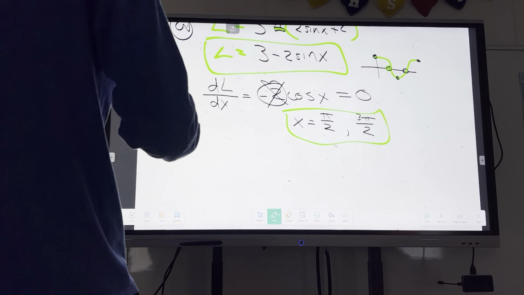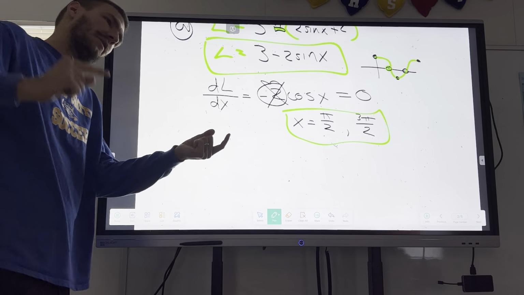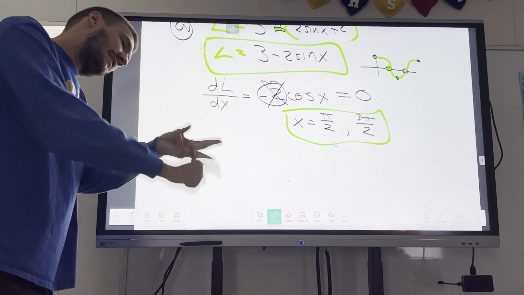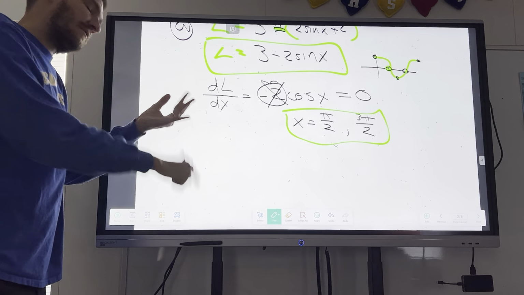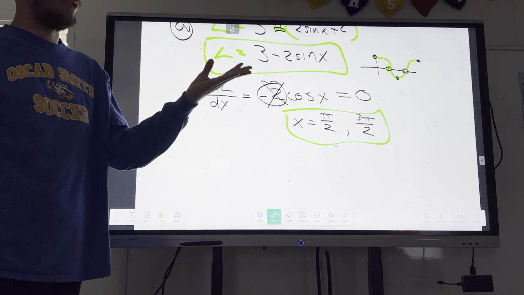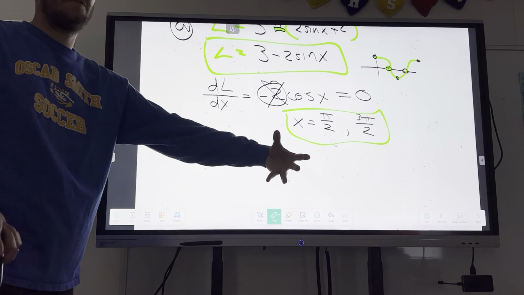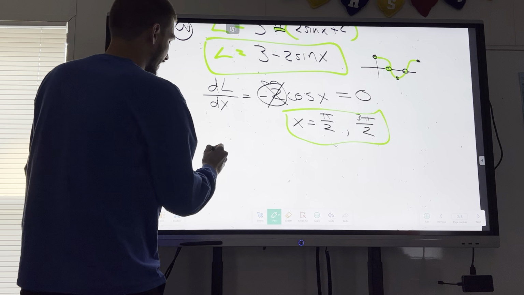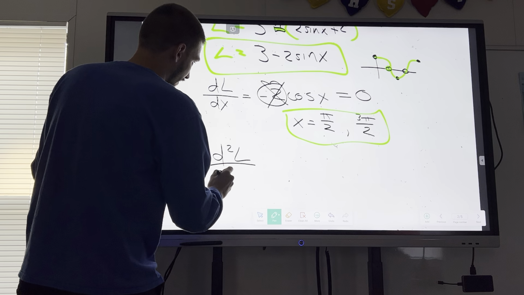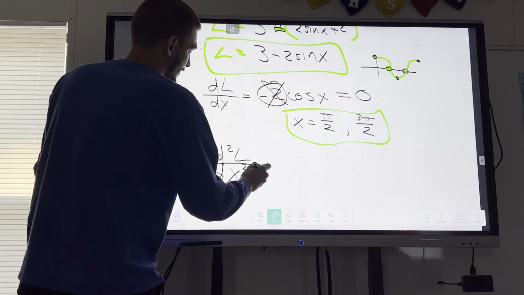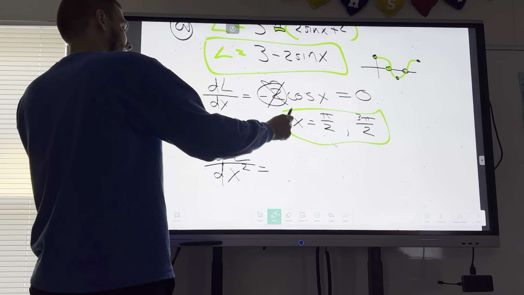Now, make the formula, take the derivative, set it equal to 0, find if it's a max or a min. So let's do that. I'm going to probably consider the second derivative. In order to do that, d squared L over dx squared is equal to the second derivative.